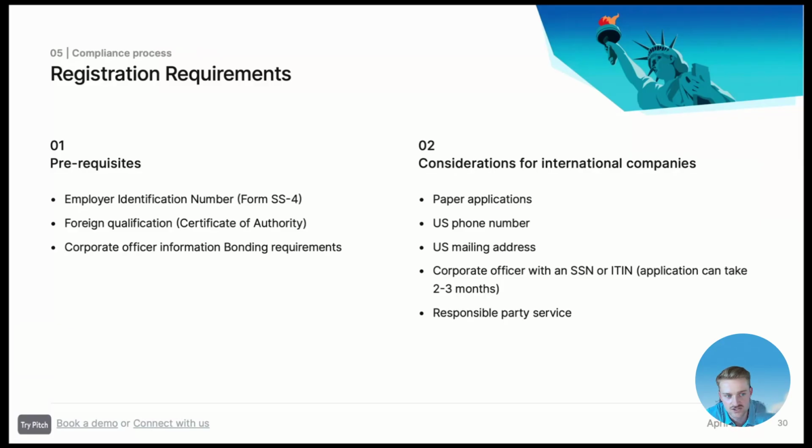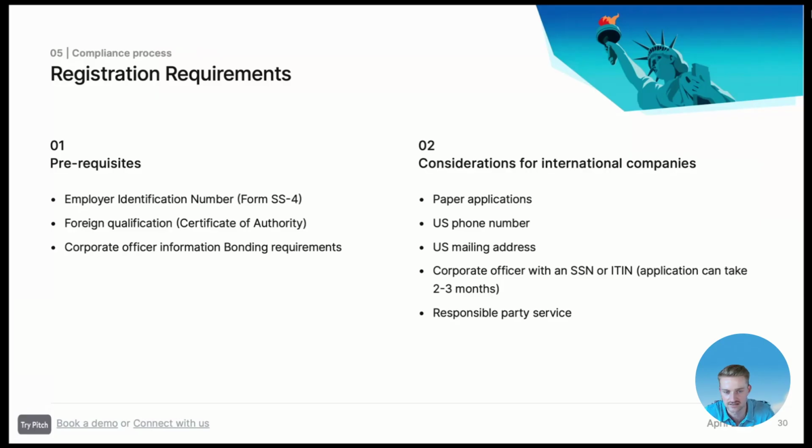A handful of states also require what's called a foreign qualification or a certificate of authority. This just means that you need to get a certificate of authority before the state will even issue you a sales tax permit. It's typically done through the same tax portal that the state will set up. You can get the foreign qualification and the sales tax permit at the same time. A few considerations for international companies. A handful of times there might be a case where you need to fill out a paper application if you're an international company. This is less and less true these days.